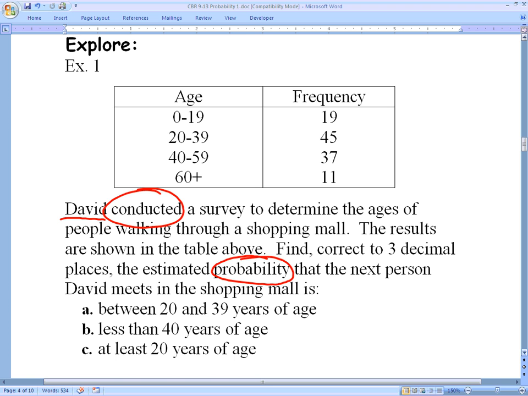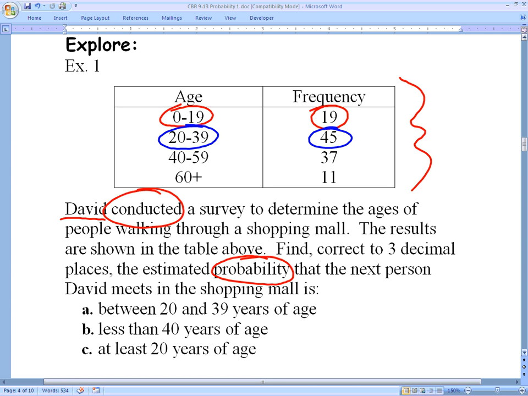Let's look at what's called a frequency table here. We'll see those a lot in this chapter as well as our next chapter on statistics. And we have different ages. For example, 0 to 19 here. There were 19 people that David interviewed, or who completed the survey, who fell into that age group. Now, what are their ages? Could be anything from 0 to 19, but there were 19 people in that group. And then we have 45 people who fell in this age group, and then 37 and 11 in the last group.